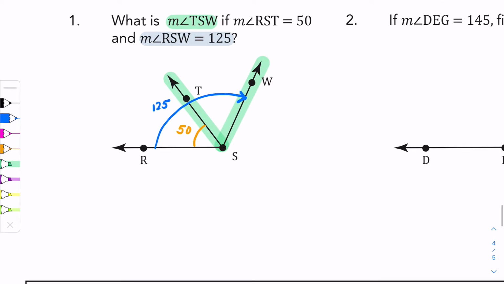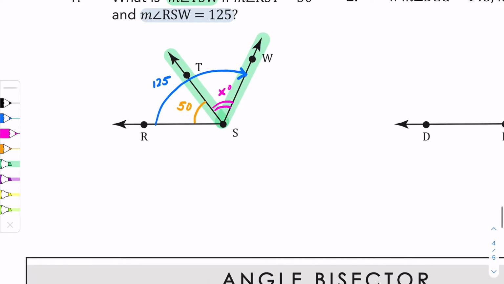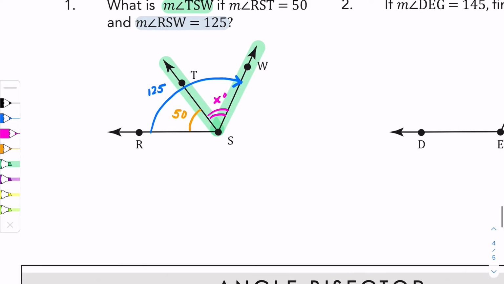For explaining purposes, I'm going to label the missing angle measure, so TSW highlighted in green. I'm going to identify this as x degrees because we're looking for that. So when I write out my equation, I'm going to fill in my value for x. So I know that my smaller angle, which is the angle highlighted in green, TSW, plus the angle measure of 50, which is RST, is equal to 125.